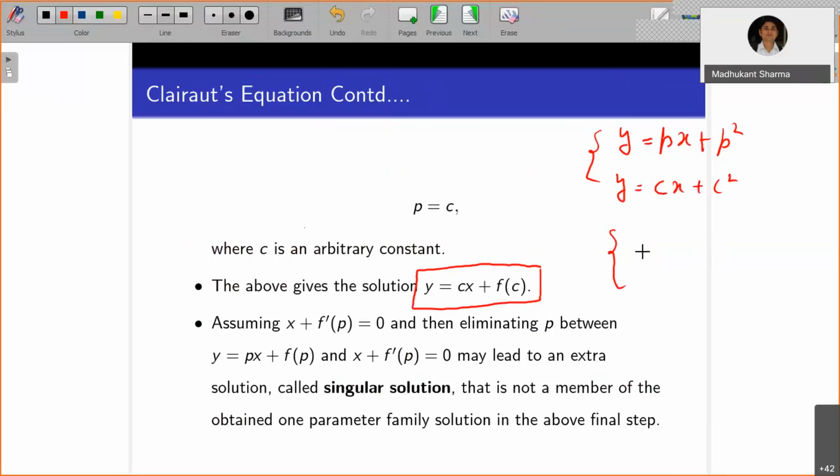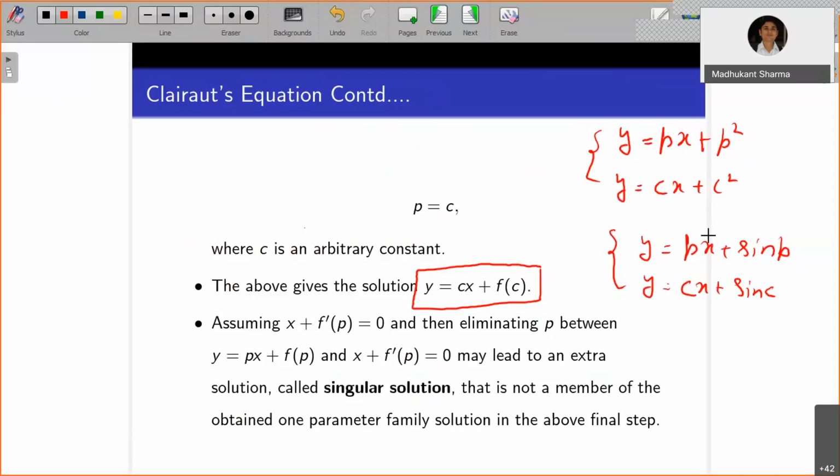Similarly, you have another, let's say y equals px plus sin p. The general solution for this is y equals c times x plus sin c. Replace p by a constant, that's it. So it's a very straightforward answer for this case. Clairaut's equation is a very special type of equation where the solution can be obtained simply by replacing dy by dx by a constant.